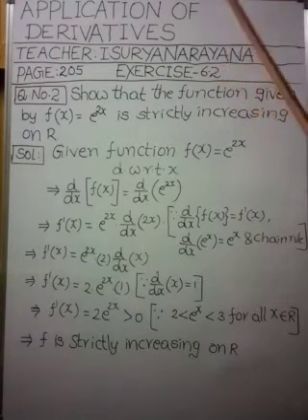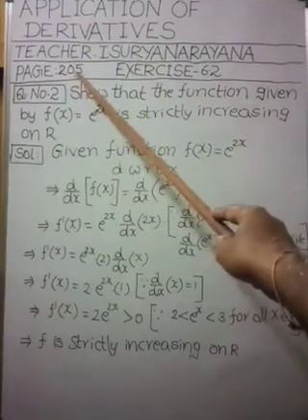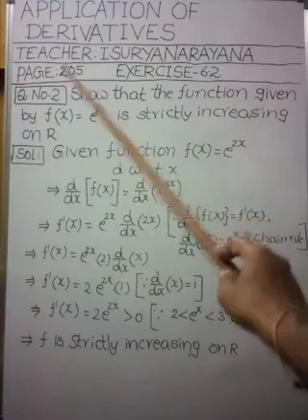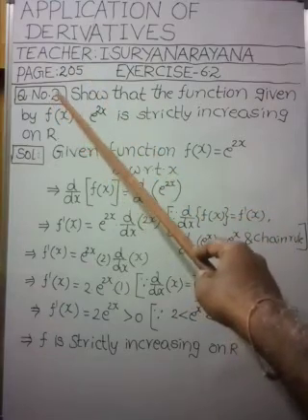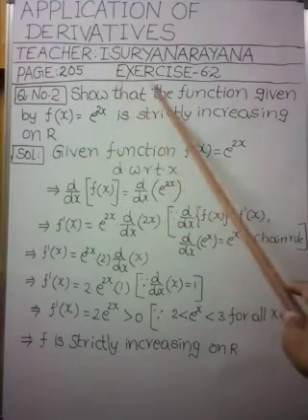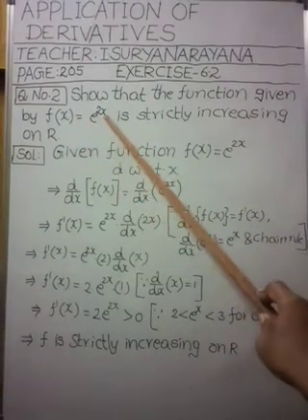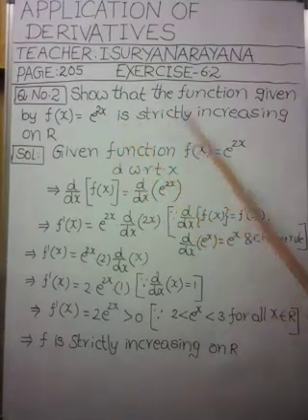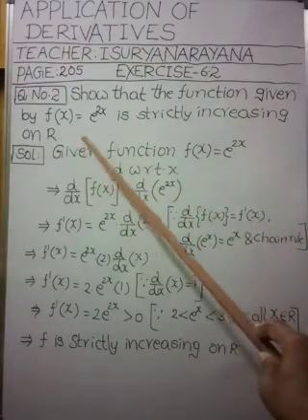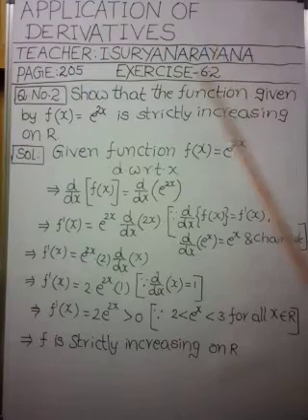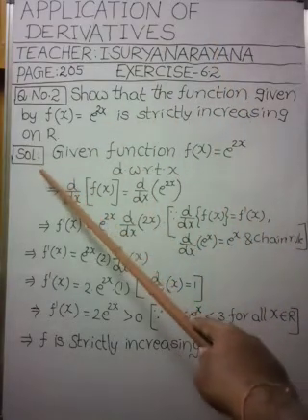Okay, my children. Now come to page number 205. See question number 2. Show that the function given by f of x is equal to e power 2x is strictly increasing on R. Okay, my children, understood this question? Right. Now come to the solution part.